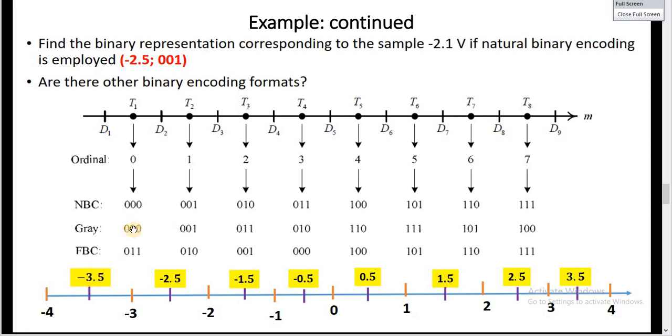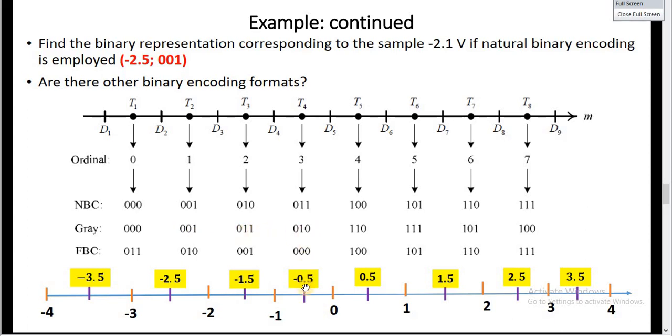-3.5 is assigned this binary sequence 000. This one is assigned 001. These binary sequences differ from each other by one digit. Now we come to this level, 011, assigned to -1.5, and again this one differs from the previous one by one binary digit.